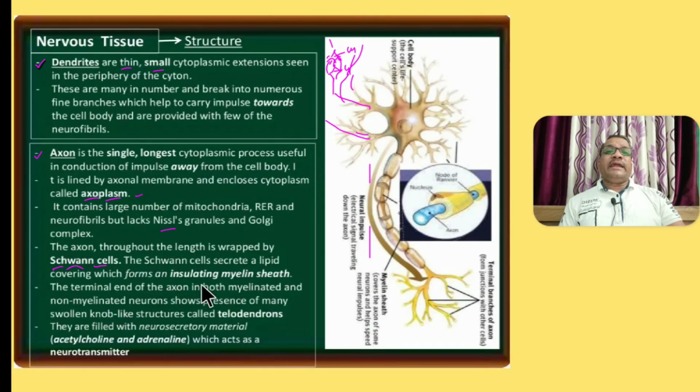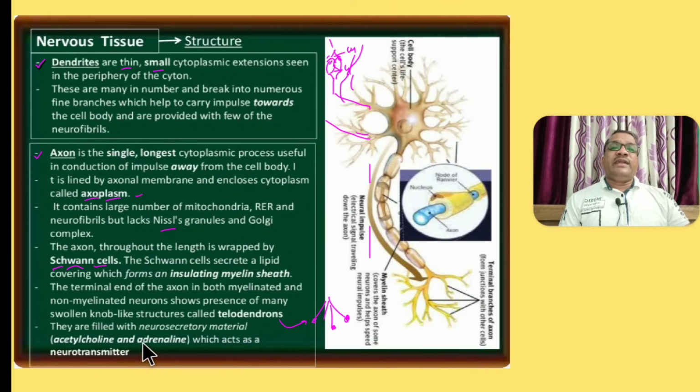The terminal end of axon. These are the terminal ends you can see now below. These terminal ends of this axon, in both myelinated and non-myelinated regions, show presence of many swollen knob-like structures. So, there are a number of such knob-like structures here below. They are called telodendrons. So, these are called telodendrons.